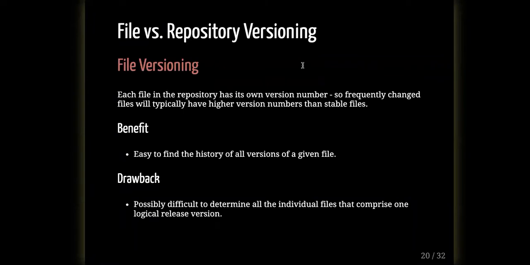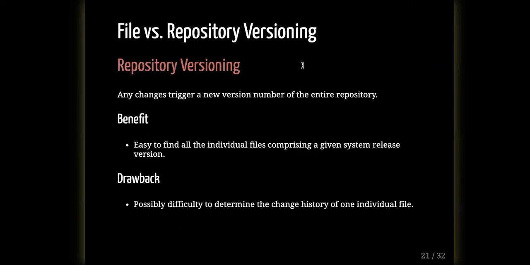In file versioning, the benefit is it's easy to find the history of all versions of a given file, right? You only have new version numbers on files when that file has been changed. So it's easy for you to roll through the history of one single file. The drawback is it's hard to figure out what the different versions are for all the different files that together make one version of the overall project.